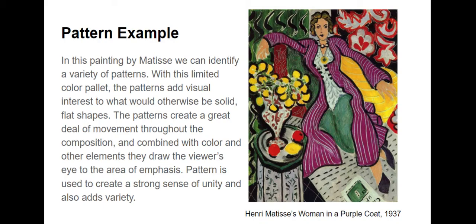Combined with the other elements, like the vibrant purple that's only used on her coat, along with the yellow, which is the complementary color of purple, used on either side of her, and the way her arms are laid out, and all of the elements kind of point to her in the center, pattern adds to the effect of creating a focal point and emphasis. It creates a really strong sense of unity in this piece because everything is covered in pattern. And it adds variety to kind of break up the monotony of what would be boring if there wasn't a whole lot going on in this particular painting.